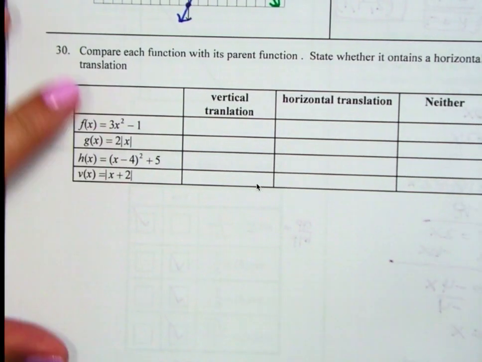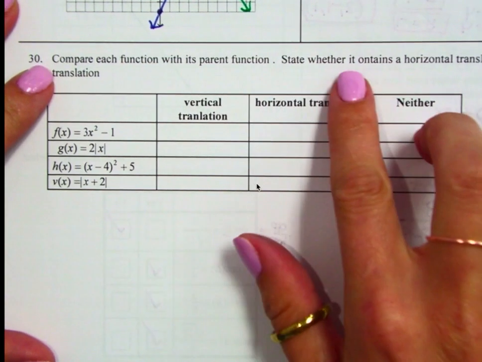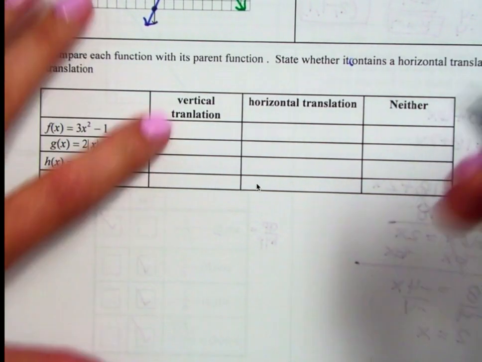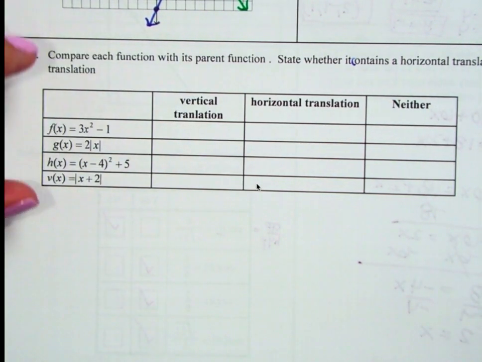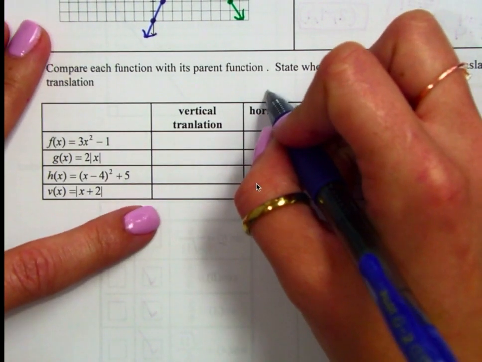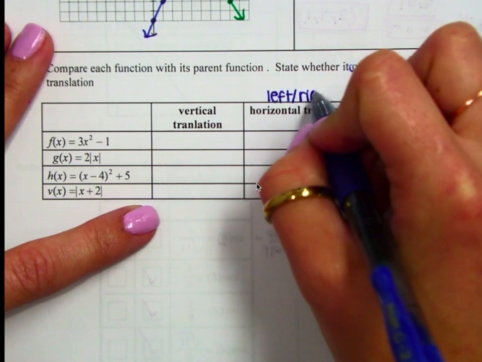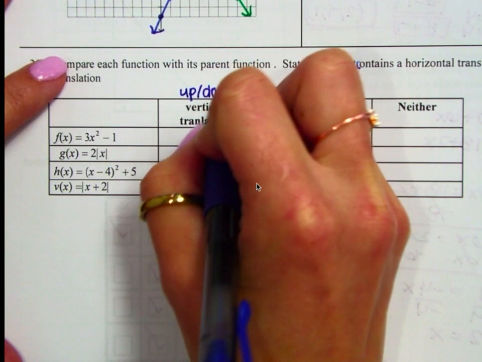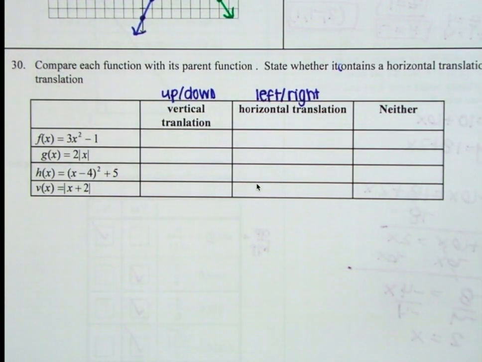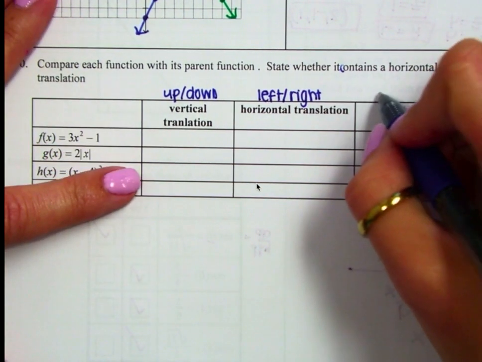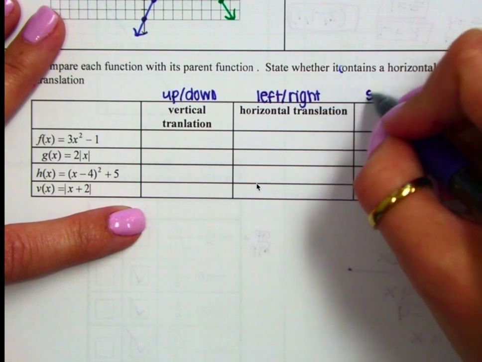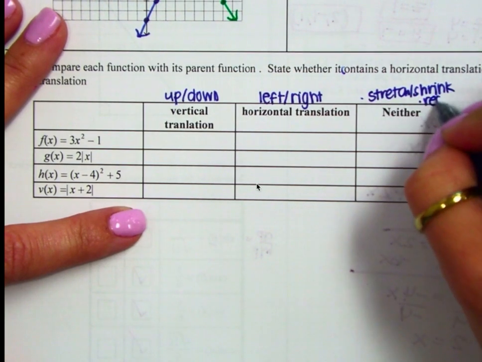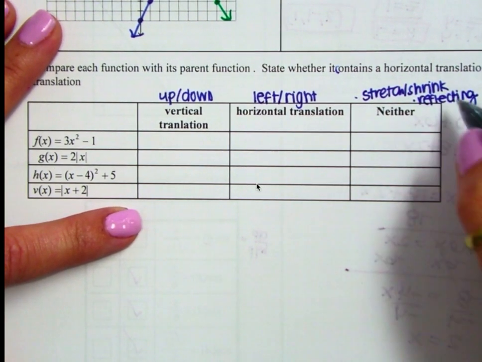For number 30, we're going to compare each function with its parent function and state whether it contains a horizontal translation or vertical translation, okay? So we want to remember that a horizontal translation is when you translate left and right, okay? And then vertical would be when you translate up and down. Neither would be if you're not translating up, down, left, or right. Maybe there is a vertical stretch or shrink, or you're reflecting.